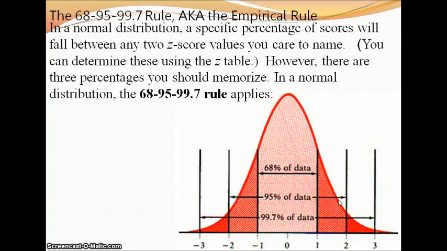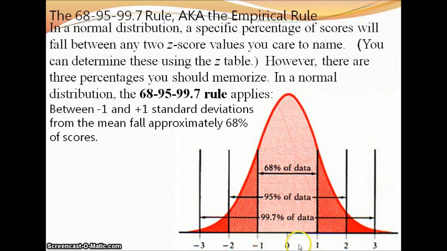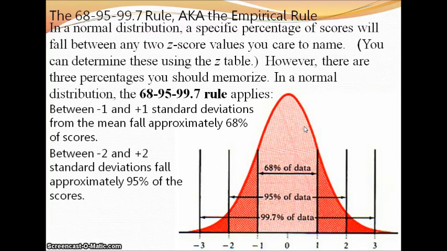Those are the 68, 95, and 99.7%. Within 1 standard deviation, between -1 and 1 standard deviation, we have 68% of our data. You can look here at this pink shaded region. That looks like quite a bit. Within 2 standard deviations, or between -2 and 2, falls 95% of our data. We come out here, and we have quite a bit of the curve at this point.